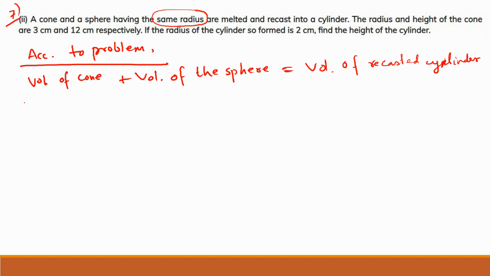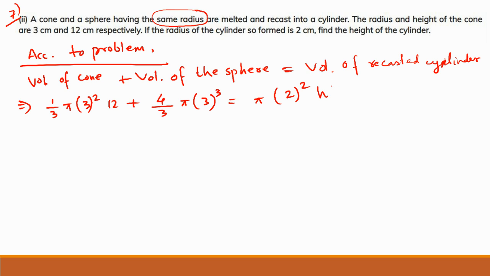So what is the volume of the cone? Volume of the cone is 1/3 pi r square times h. R is 3, so 3 square, h is 12. What is the volume of a sphere? 4/3 pi r cube. R is given as 3. And what is the volume of a cylinder? Pi r square h. R is given here as 2 and h we have to assume. Assuming h equal to the height of the cylinder. Either write it at the top or write it here. H, height of the cylinder.